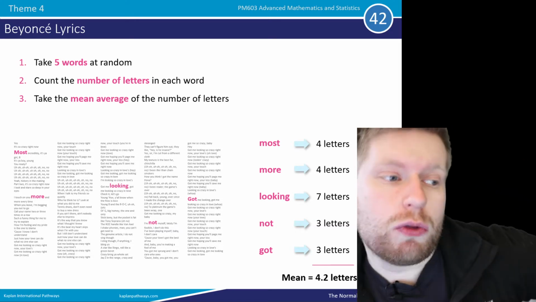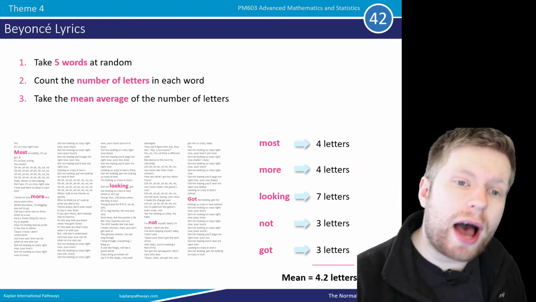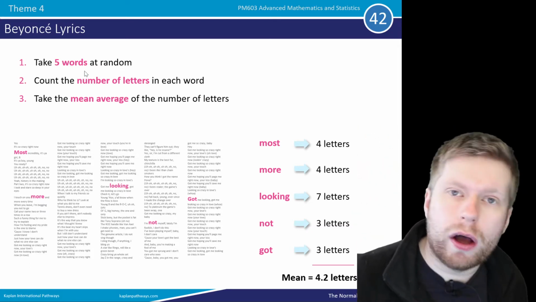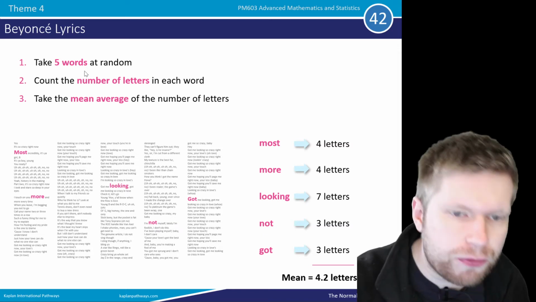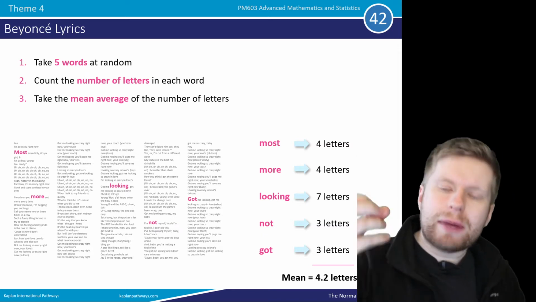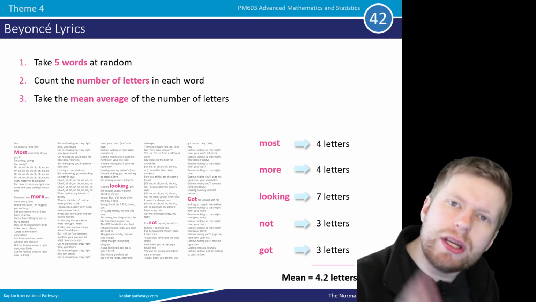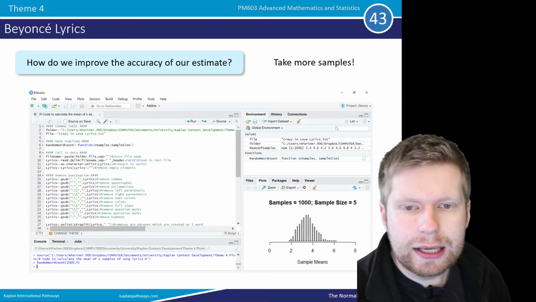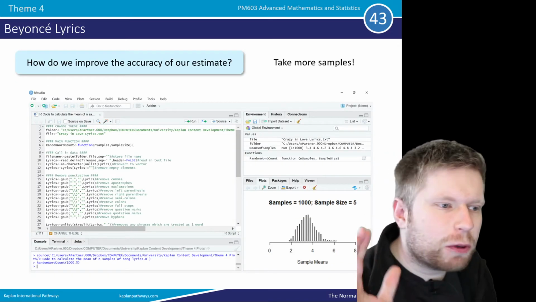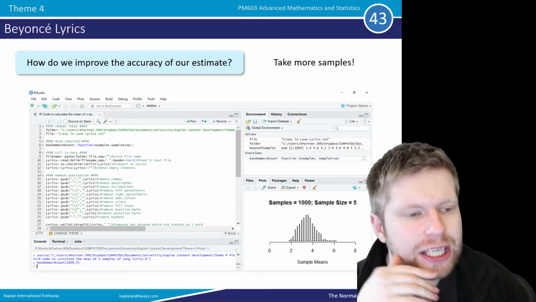The way in which I could do that is simply by doing this over and over again. So take 5 more words, and then another 5 words, and then another 5 words, and each time calculate the mean average of the number of letters in my sample. I'm not going to do that by hand. What I'm going to do instead is get a computer to do it.